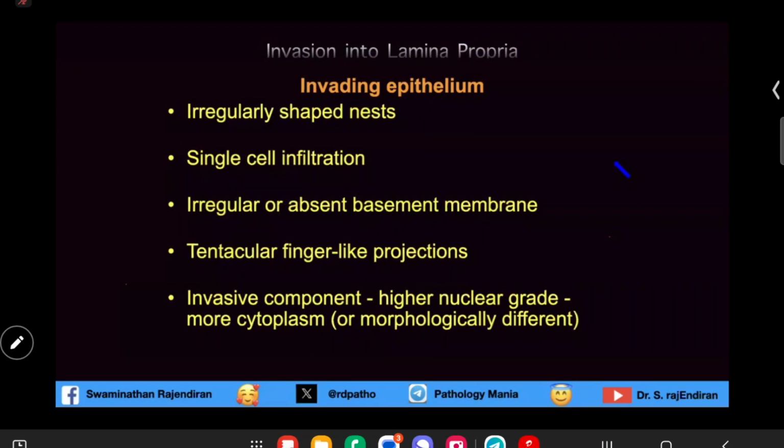And as I told you, invasion is very, very important. And invasion into the lamina propria or invasion into the muscularis propria is very, very important. And the invading epithelium will have irregularly shaped nests, or there may be single cell infiltration, or irregular or absent basement membrane, or finger-like projections going into the lamina propria and muscularis propria. And the invasive cells will have high nuclear grade and they will have more juicy eosinophilic cytoplasm. So it is morphologically different when compared to overlying carcinoma in situ.